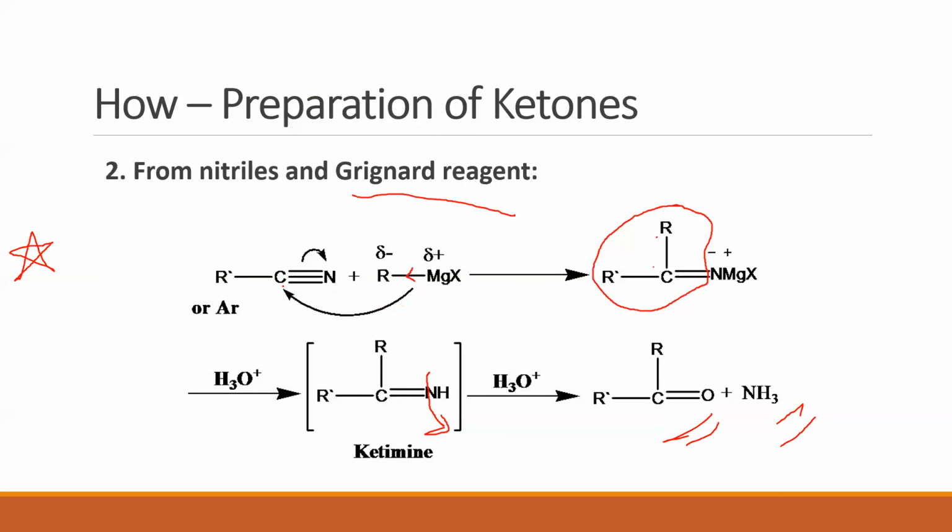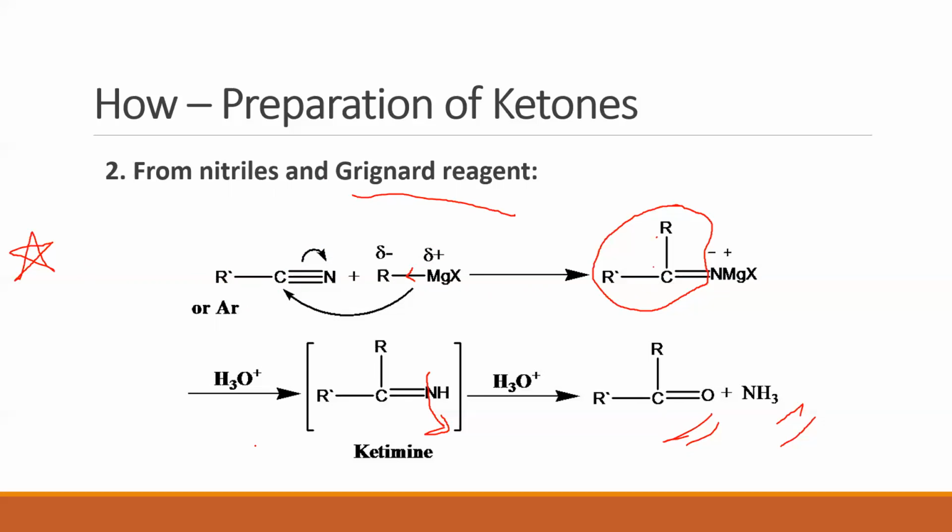The moment this happens, a bond is formed. Because a bond is formed here between this carbon and this R, carbon will have 5 bonds around it. To compensate for that, one of the pi bonds from here will break and the electrons will get shifted to nitrogen. Thereby nitrogen gets a negative charge. Now this species is negatively charged. I have one more species which is positively charged here, which is MgX. These two come closer to form an ionic compound here as shown.